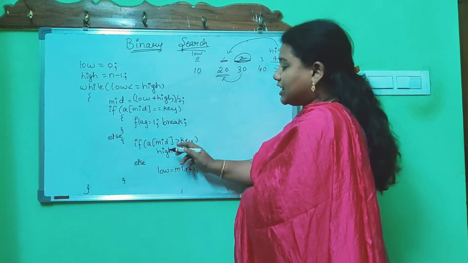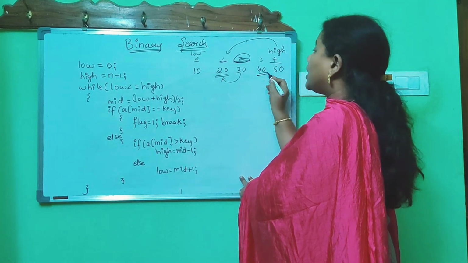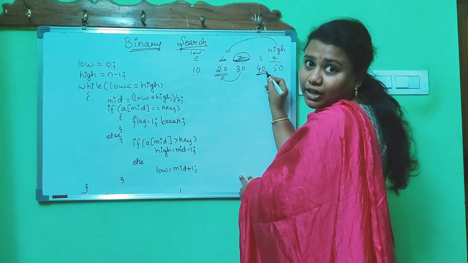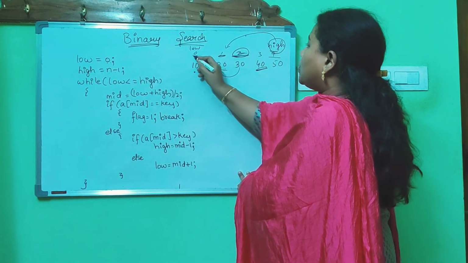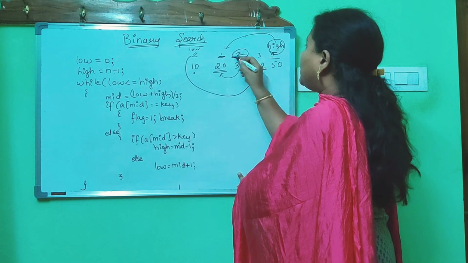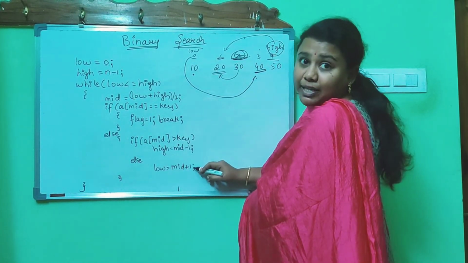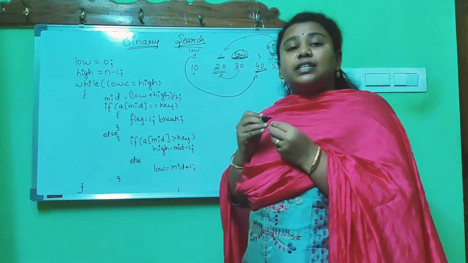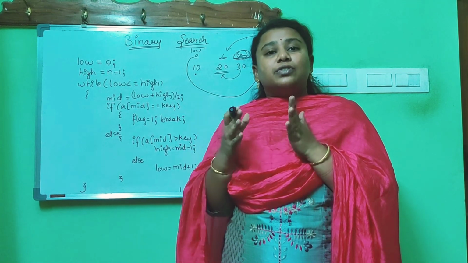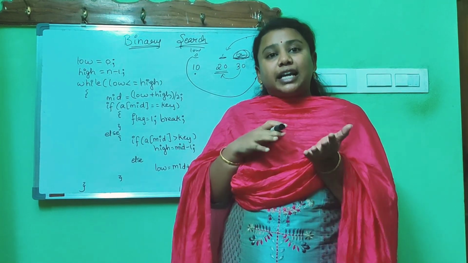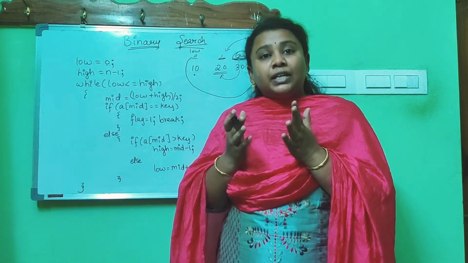Otherwise, the other condition is if the key is greater than a of mid. That is, if you would like to find element 40. Now what happens is, high value remains the same, but the low index value must become mid value plus 1. That's why we have written low is equal to mid plus 1. This is very simple. We are just going to make the entire array into two different partitions based on the key value, whether it is less than mid value or greater than mid value or equal to mid value.